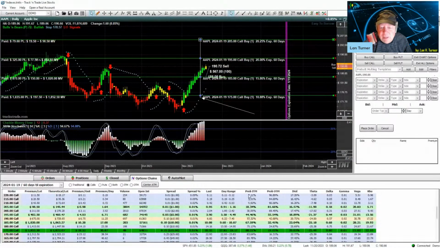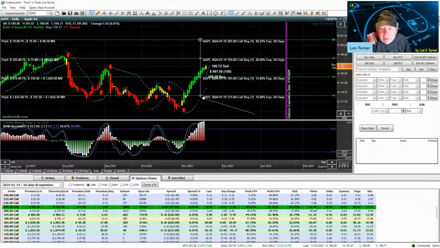Your probability of being in the money is 80%. So if you have a delta of 0.80, your probabilities of being in the money are going to be pretty close to 80%. If you have a delta of 18, well, that means that your probabilities of being in the money are going to be pretty close to 18%. So those numbers kind of correspond with each other.